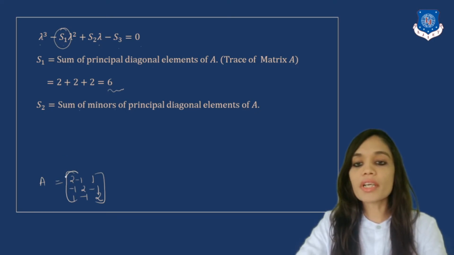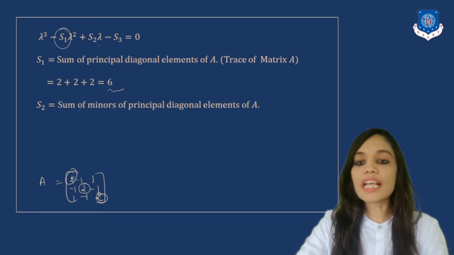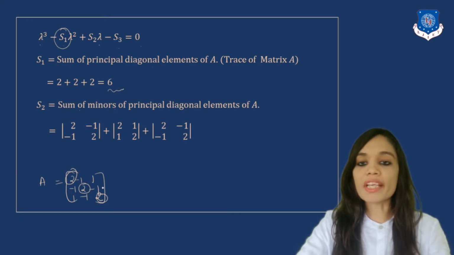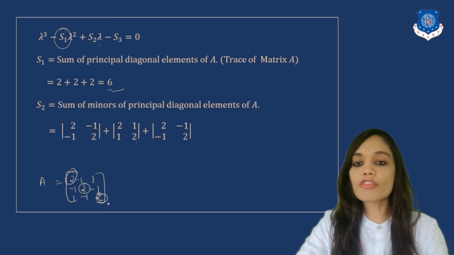Now s2 is the sum of the minors of principal diagonal elements of the matrix A. Here the principal diagonal elements are 2, 2 and 2. Firstly let us find the minor of the first 2. Hide its row and column. The minor will be [2, -1; -1, 2]. Similarly, let us find the minor of the second 2. Hide that row and column. The minor will be [2, 1; 1, 2]. And lastly find the minor of the third 2.